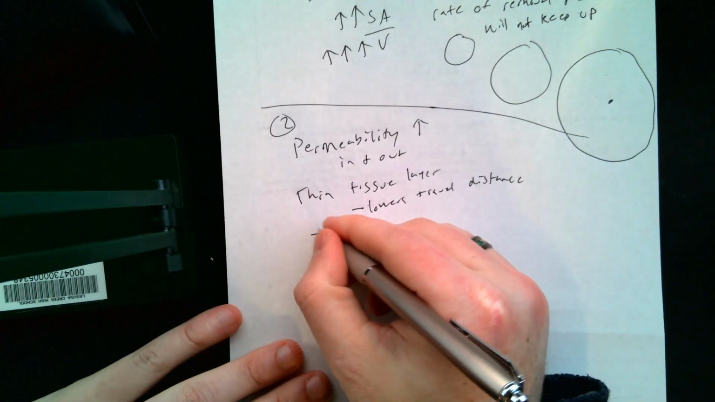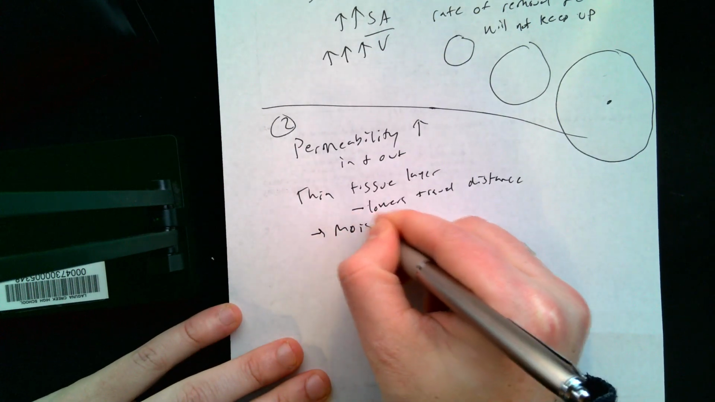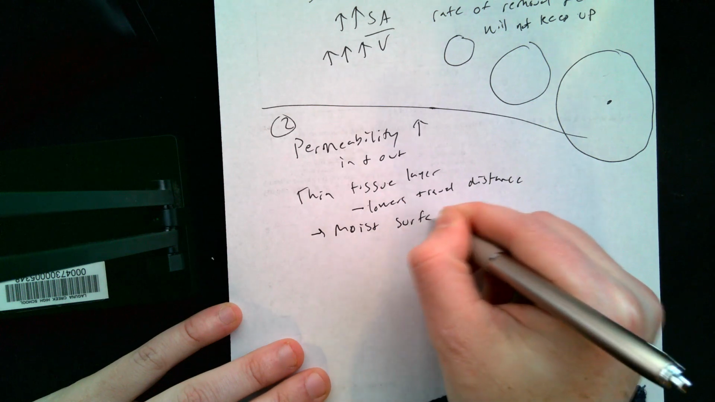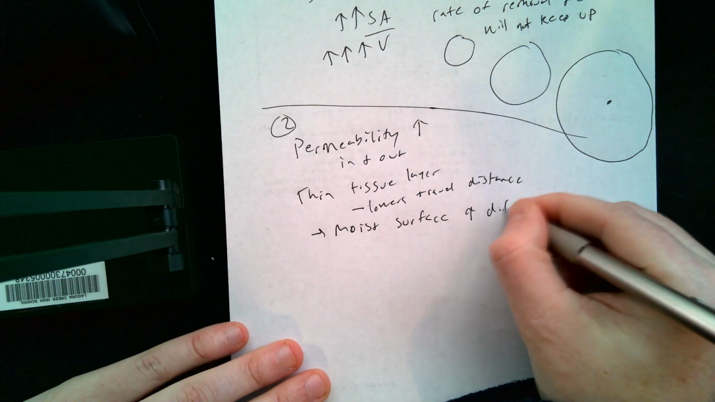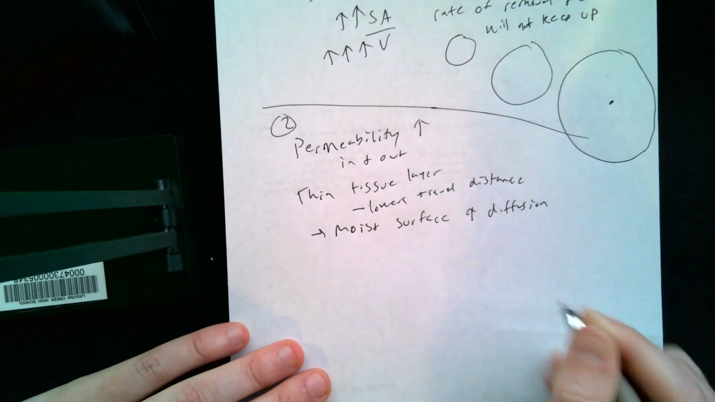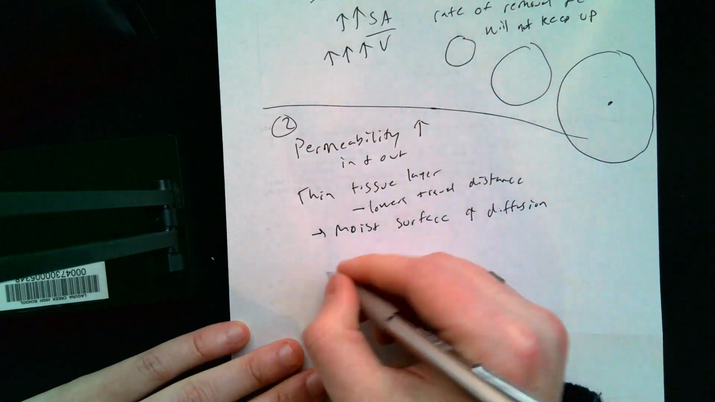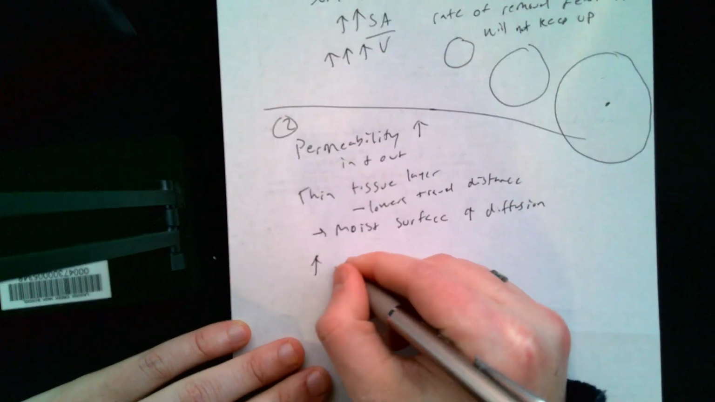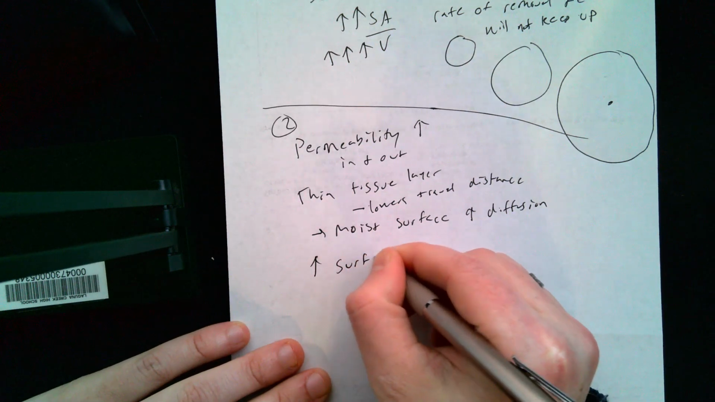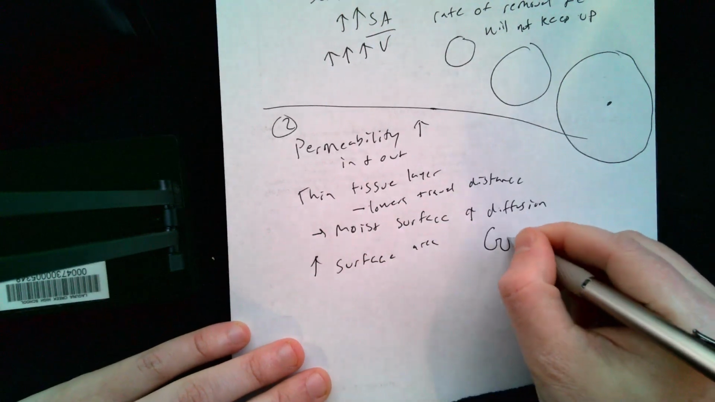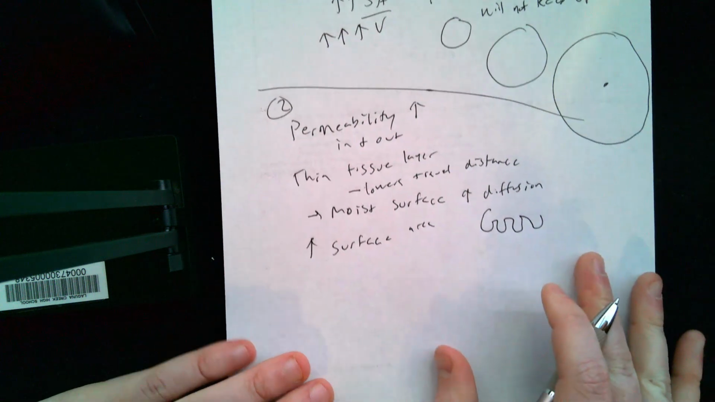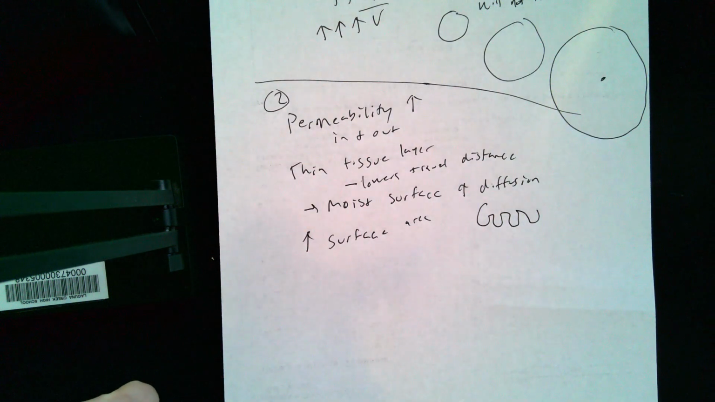They also typically have a moist surface. This moist surface helps increase diffusion of gases. And then of course, they have to have a large surface area. How can we get a large surface area? Well, the easiest way is folding, right? So adding folds to increase the surface area.